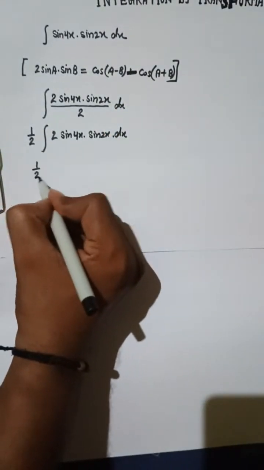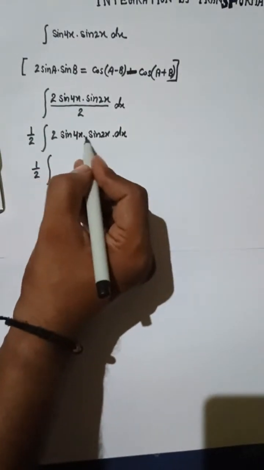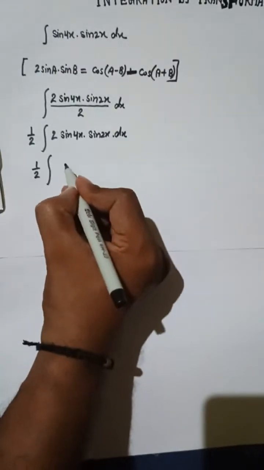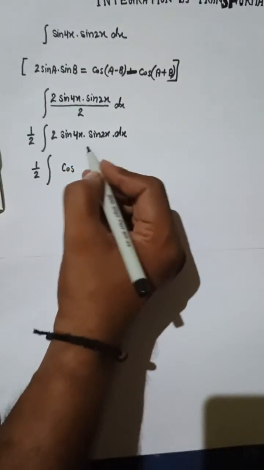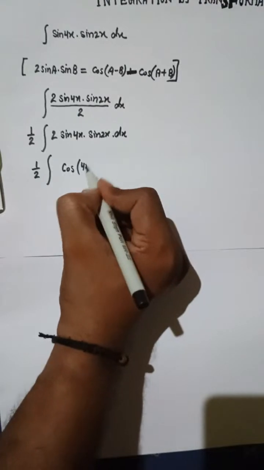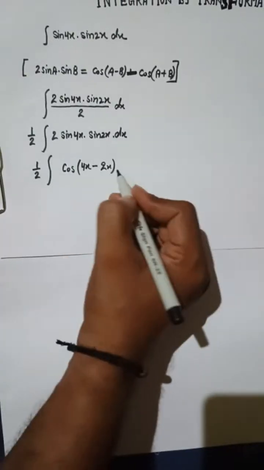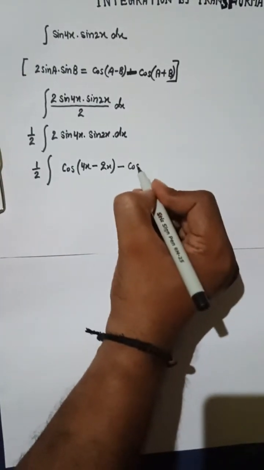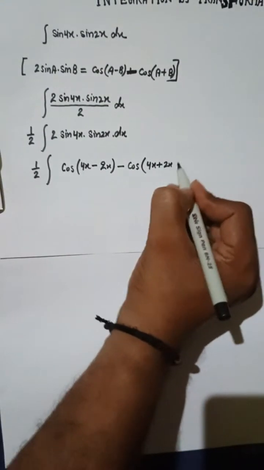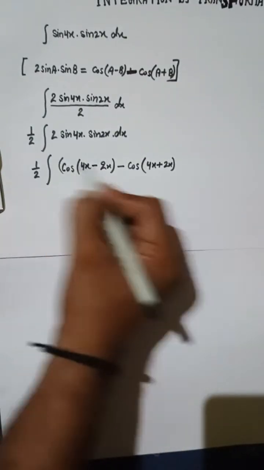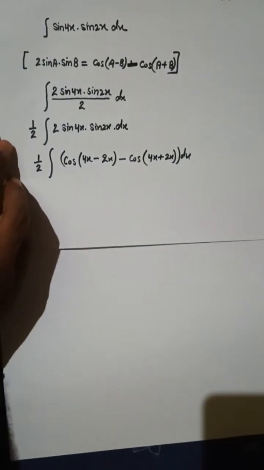Let's do it. So 1 by 2, and then integration of this 2 sine 4x into sine 2x, we write as cos, where a is 4x and b is 2x. So I can write here 4x minus 2x, then minus cos, and I can add both, 4x plus 2x. Now I need to do integration of all, so dx. Clear? Yes.